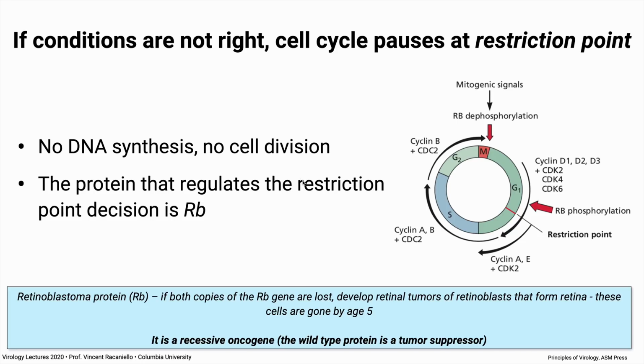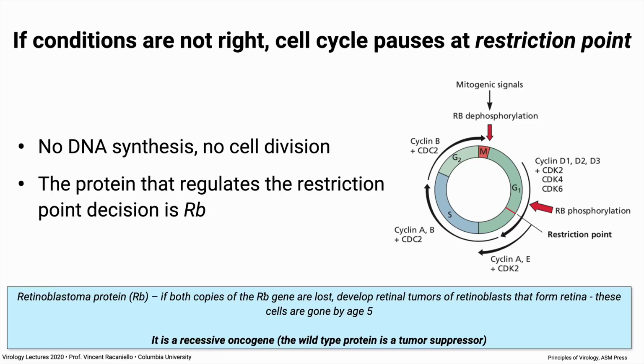Now, there's still another checkpoint on this whole cell cycle control. Let's go back to the beginning. We have mitogenic signals like growth factors binding receptors. In order for the cell to proceed through mitosis and G1, RB has to be dephosphorylated. Now, RB is a protein encoded by a gene, stands for retinoblastoma protein, that was originally discovered in kids who have retinal tumors. And these are young kids because the cells are gone by age 5.